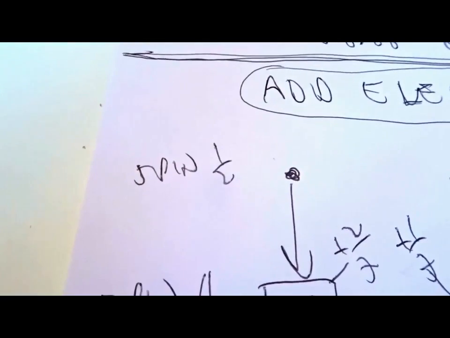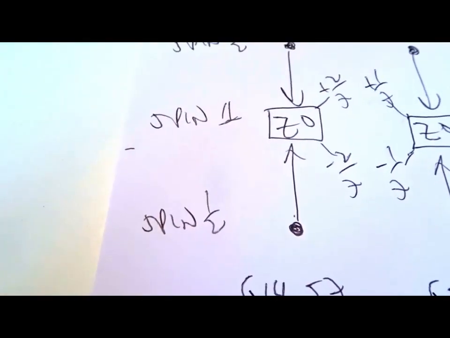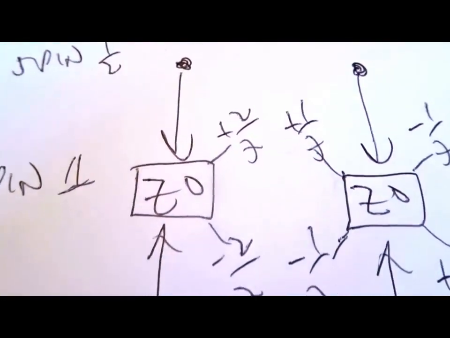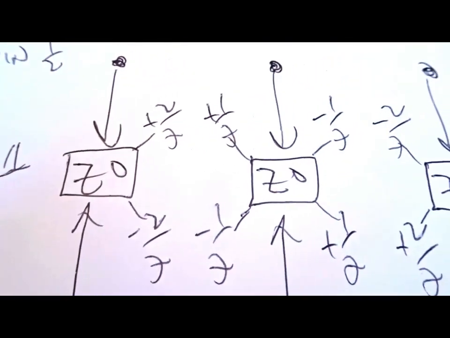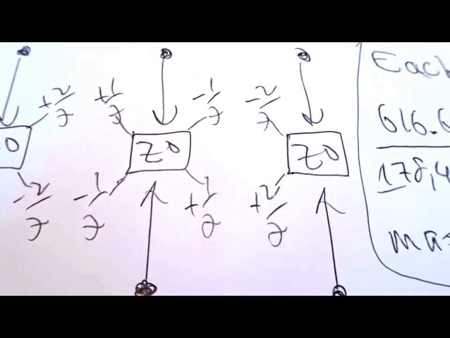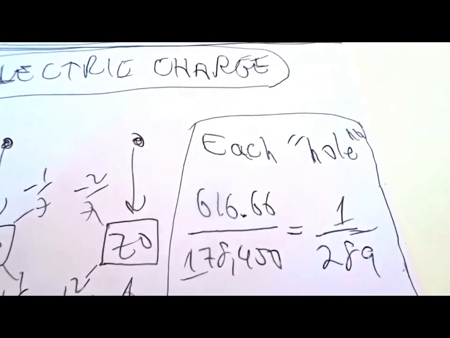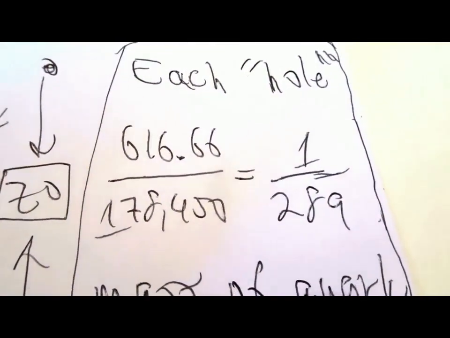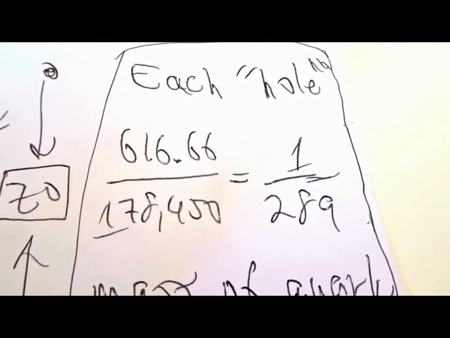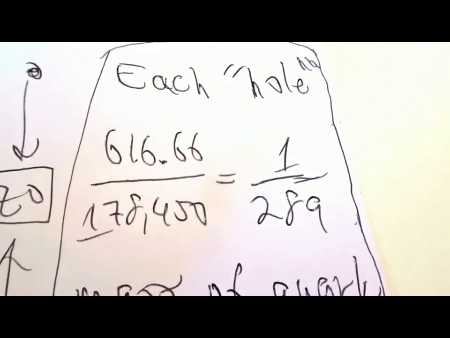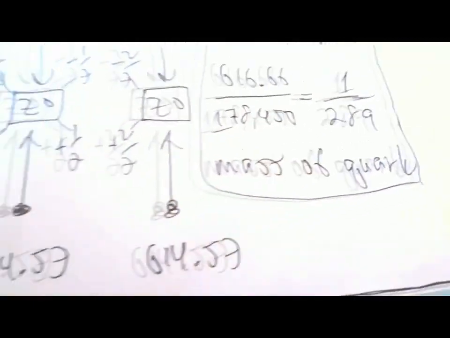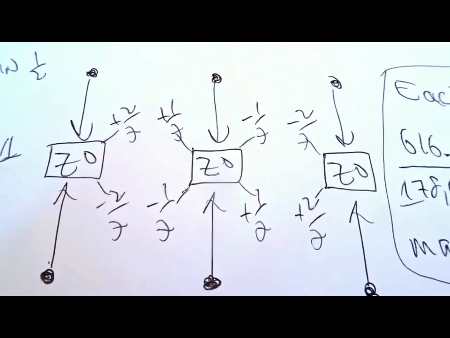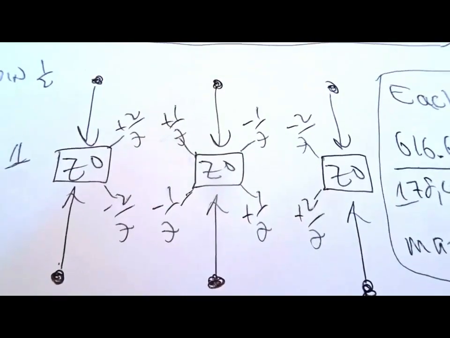We'll start with spin a half for one of these quarks on both sides in time. It'll form a spin 1 Z0 with quark-anti-quark pairs of charge 2/3. The next one may be charged 1/3, the next one may be charged 2/3. So there'll be a hole left in each quark of 616.66 over 178,450, which is the mass of a Z0, 1 over 289, the mass of a quark. So this is our starting point. So we've got these quark-anti-quark pairs. How are we going to get electric charge from that?